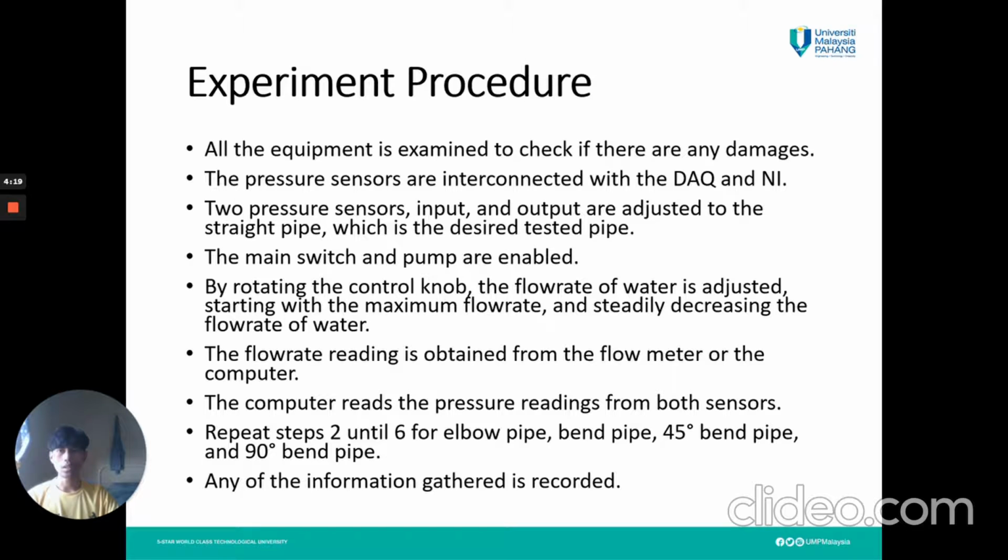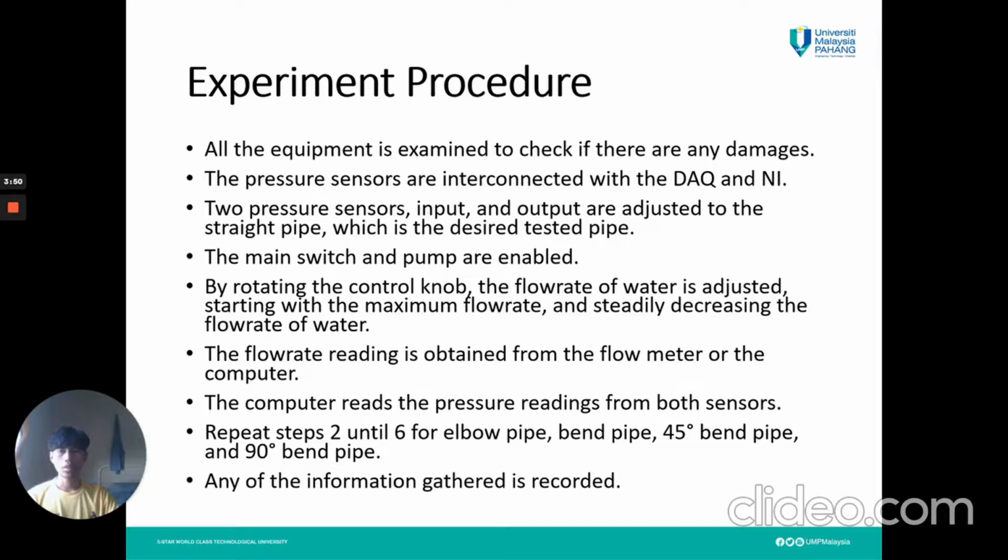Next is the experiment procedure. First, all the equipment is examined to check if there is any damage. Second, the pressure sensors are interconnected with the DAQ and NI. Third, the two pressure sensors, input and output, are adjusted to the straight pipe, which is the desired tested pipe. Next, the main switch and pump are enabled.